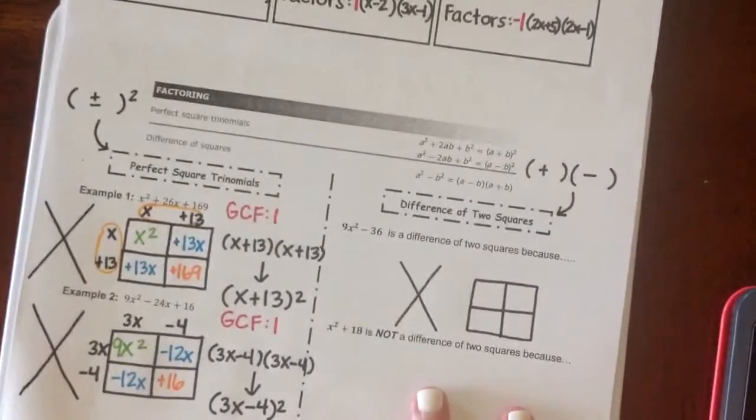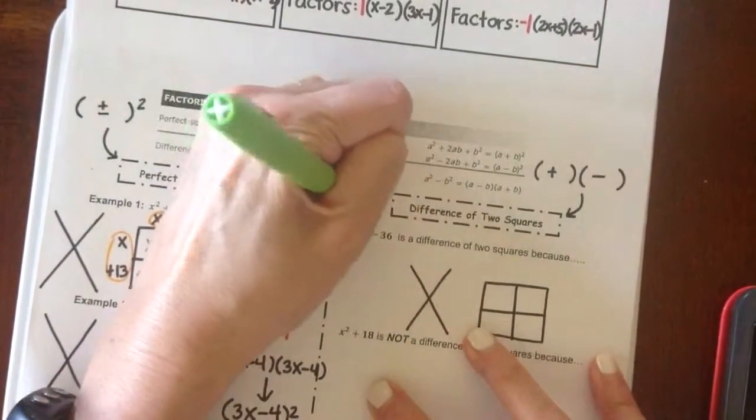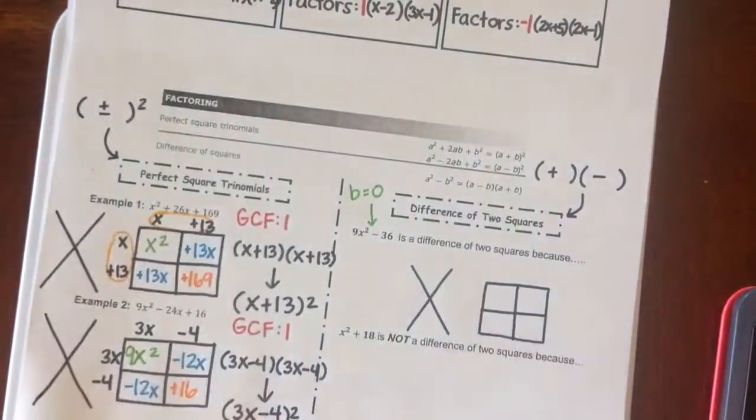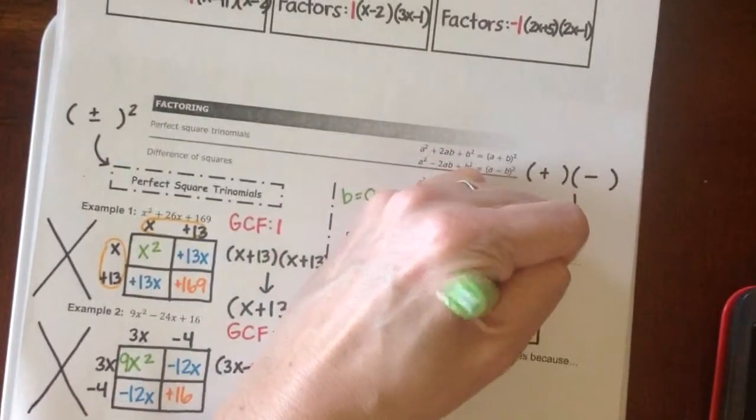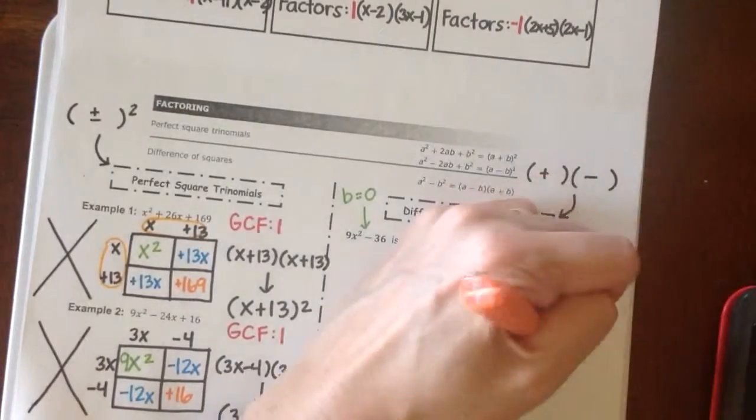All right, difference of squares. Here's how you're going to recognize this. You are going to recognize this because your b coefficient is 0, and a and c are perfect square numbers. 9 and 36, those are going to be perfect squares, which means when I take the square root of 9 and the square root of 36, I'm going to get whole numbers, okay? So we're going to go ahead and fill this in. I'm going to say 9x squared and negative 36.